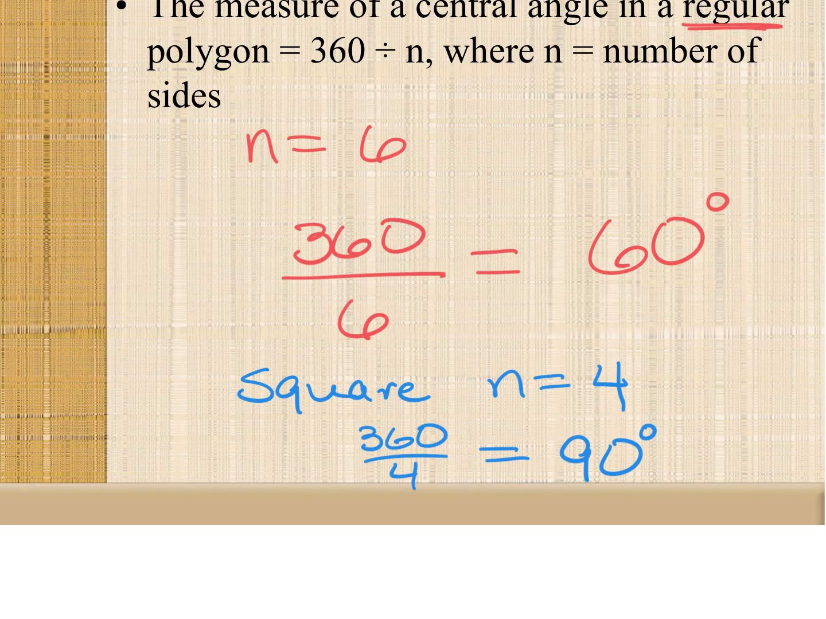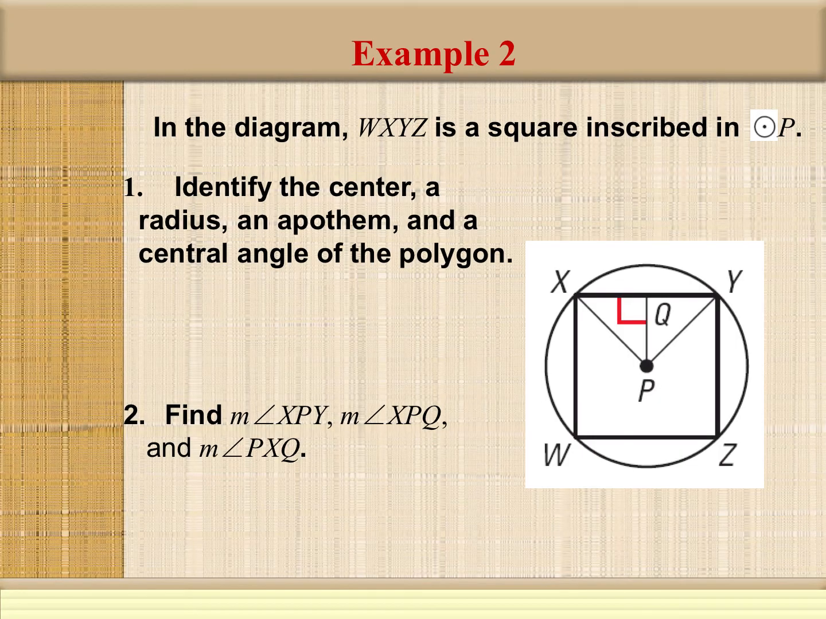Now let's go ahead and do some examples where we're going to identify the center, the radius, the apothem, and the central angle. So in this picture, we have a square that is inscribed in circle P. It wants me to identify the center. The center is right here. It's point P. So the center is point P.